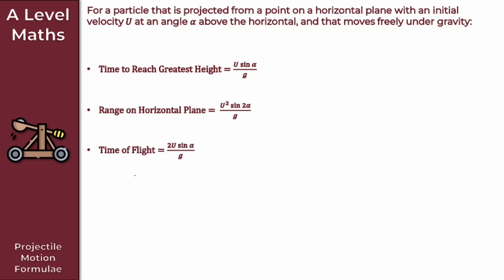Moving on to the third result, which is for the time of flight. The time of flight is given as 2u sine alpha over g. And now for the very last result, this is for the equation of trajectory. The equation of trajectory is given as y equals x tan alpha minus gx squared times the fraction of 1 plus tan squared alpha over 2u squared.